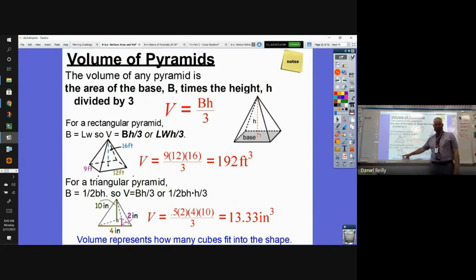This one is a triangular pyramid. Well, you treat it like a triangular prism. The area of the base is 1/2 base times height for the triangle, times the height, the distance from the triangle to the point of the pyramid, and then divide by 3, because it's a pyramid. Pyramid, divide by 3. That's all you have to remember for pyramids. Otherwise, they're the same as prism.